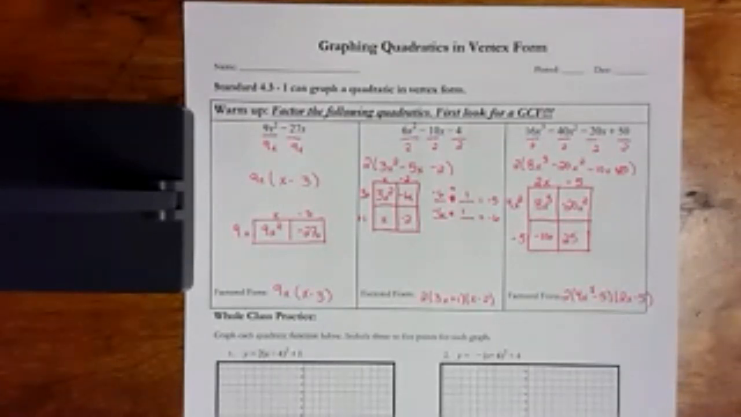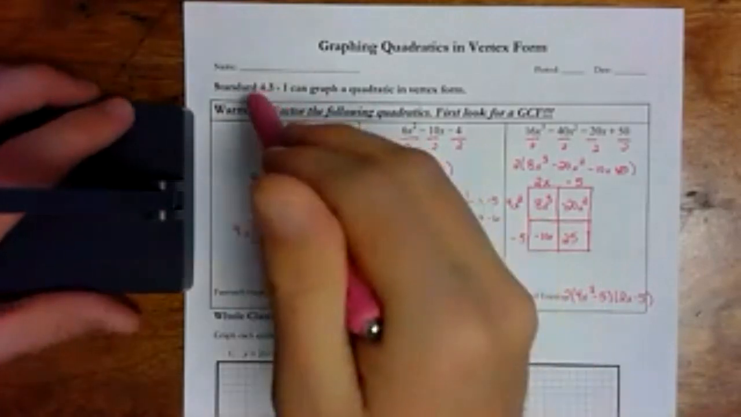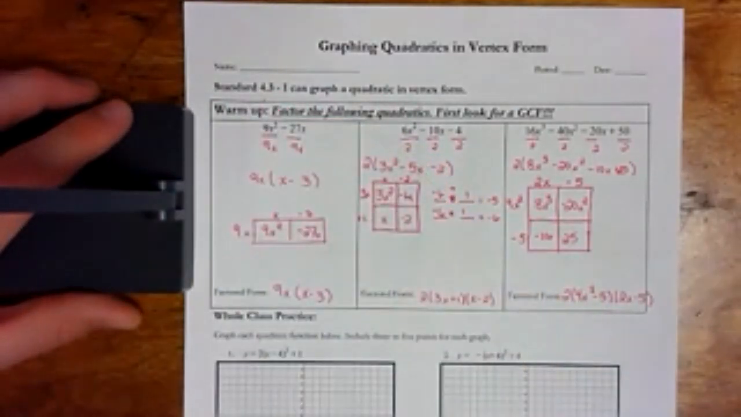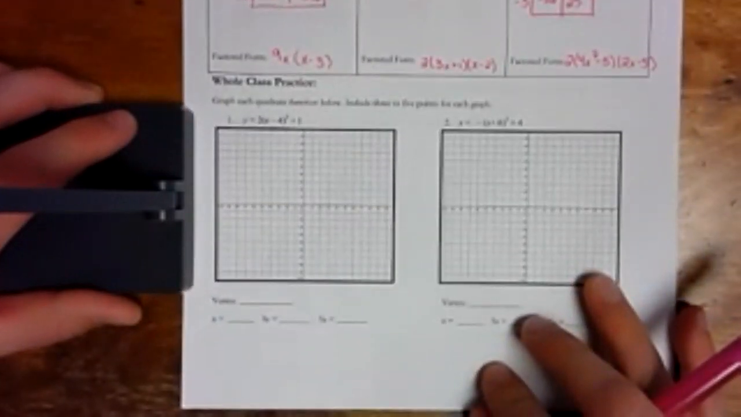And so then I finished with the factored form of my GCF of 2 times (4x squared minus 5) times (2x minus 5). All right, so like I said, we're going to be graphing. That's our next standard, is that I can graph a quadratic in vertex form. This is actually a standard back from first semester, but something that we're going to need in future lessons. So let's remind ourselves, how do we do this?